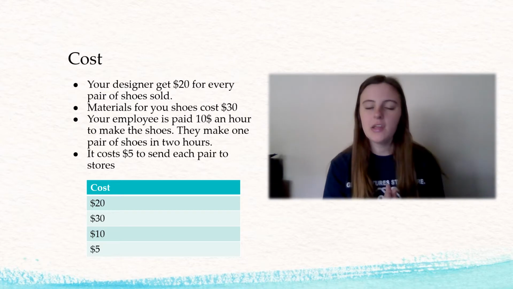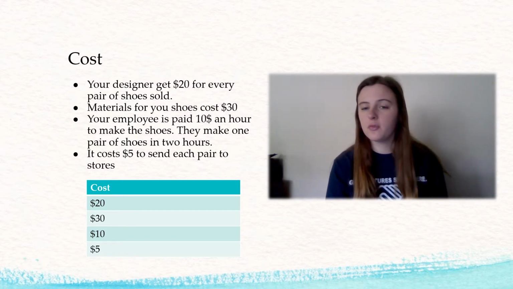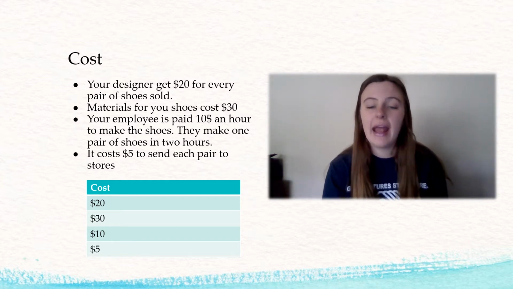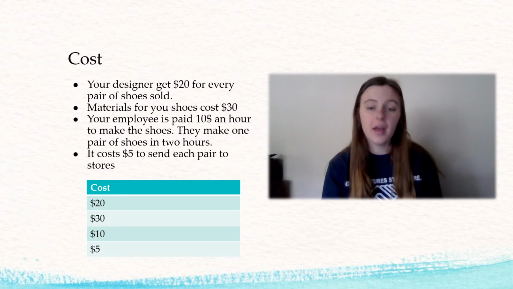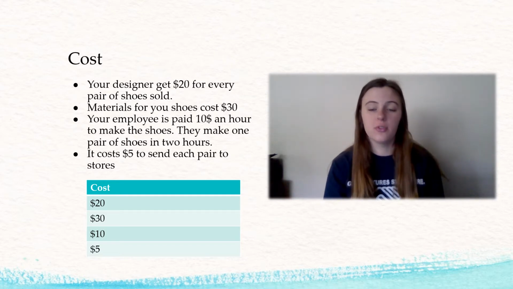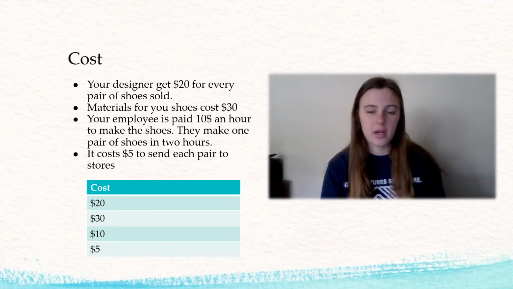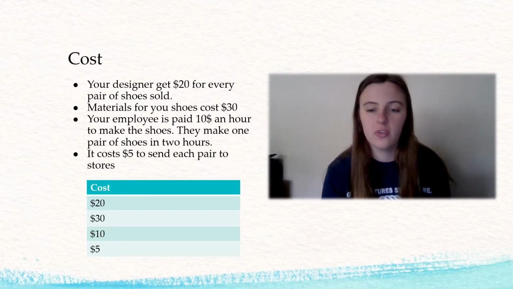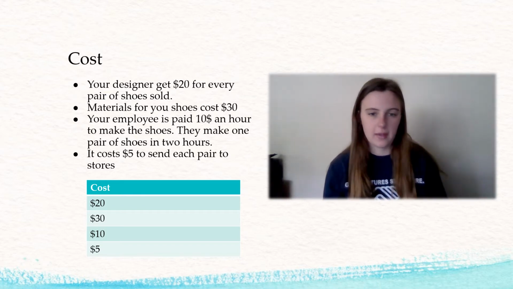So your designer gets $20 for every pair of shoes sold. The materials for your shoes cost $30. Your employee is paid $10 an hour to make shoes, but they make one pair of shoes in 2 hours. So your employee gets paid $20 for each pair of shoes made. And lastly, it costs $5 to send each individual pair of shoes to stores and to market them.